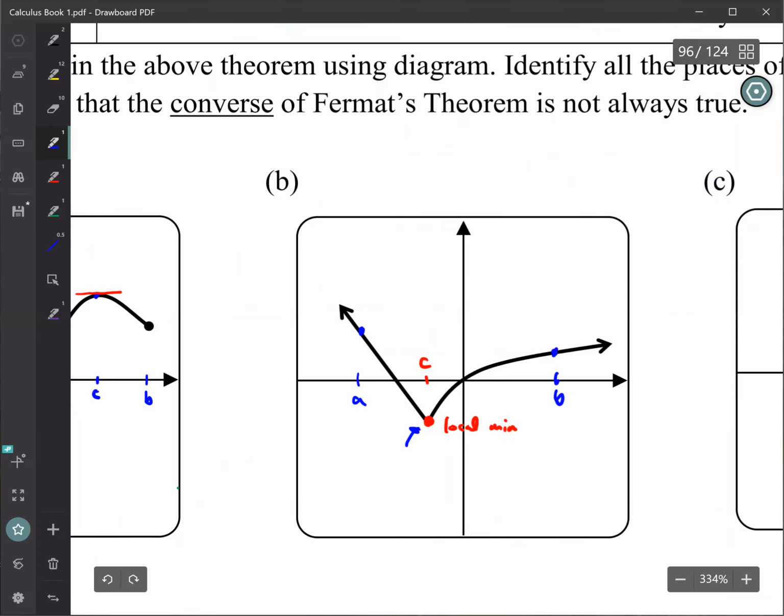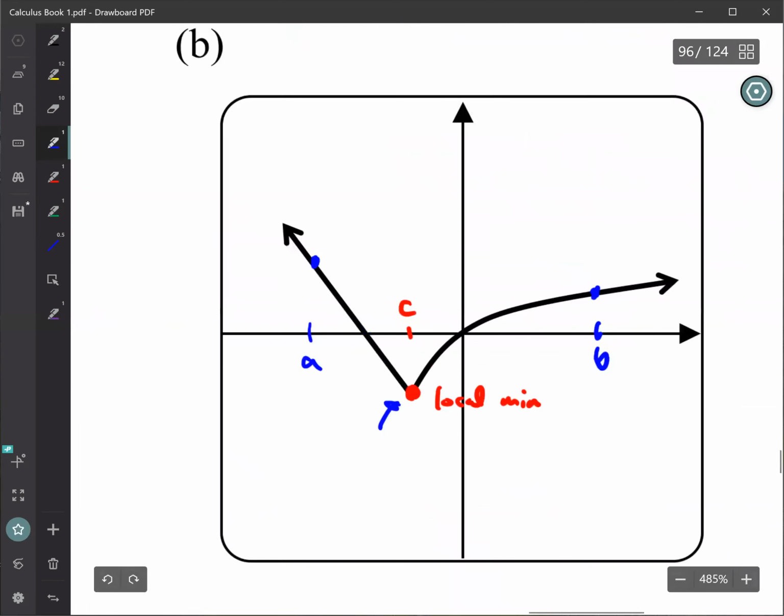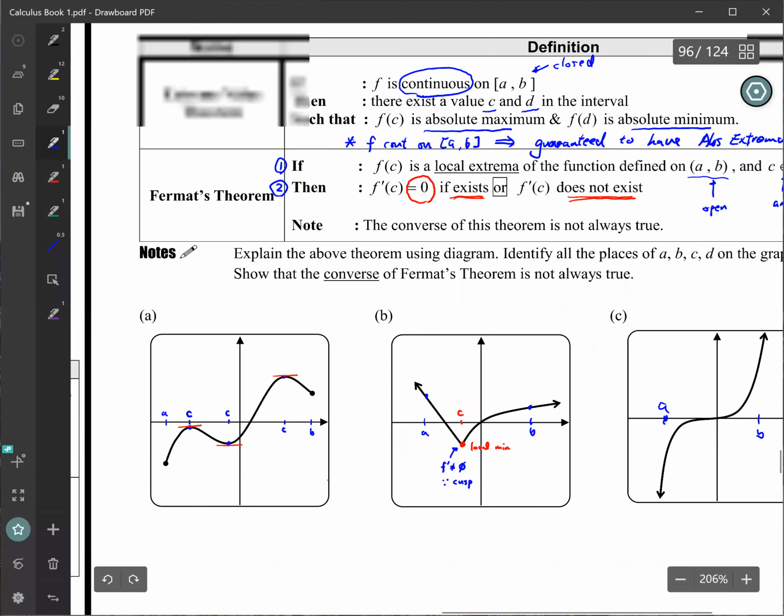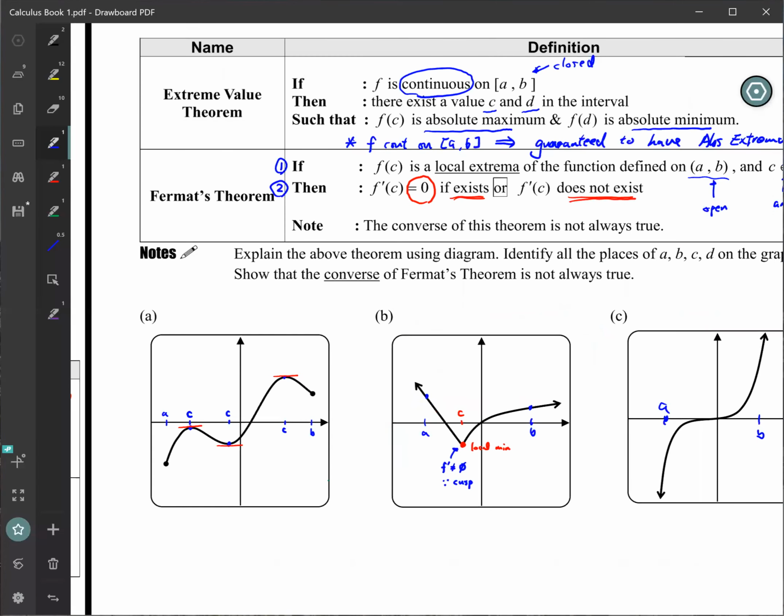So she says, okay, we got a local min. Now let's look at the slope there. Do we have a slope at that point? What's the prime at that place? Emily? Doesn't exist, because it's what, Emily? It's a cusp or corner. Okay, we will call it a cusp. So that's what the Fermat theorem definition is saying.